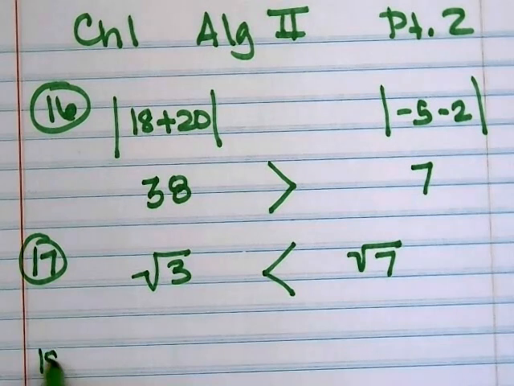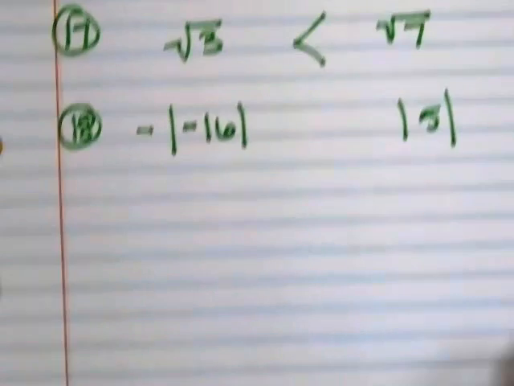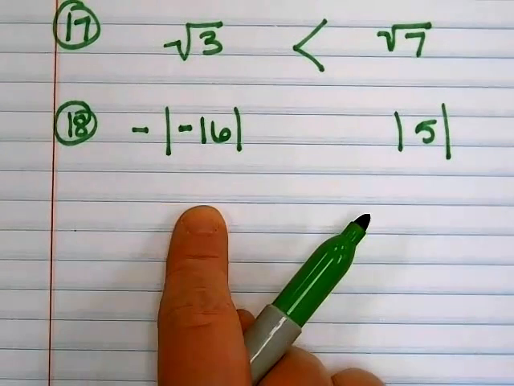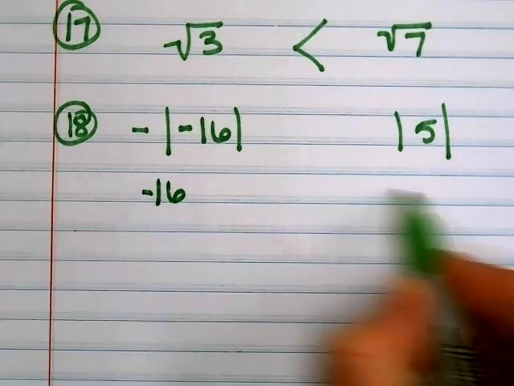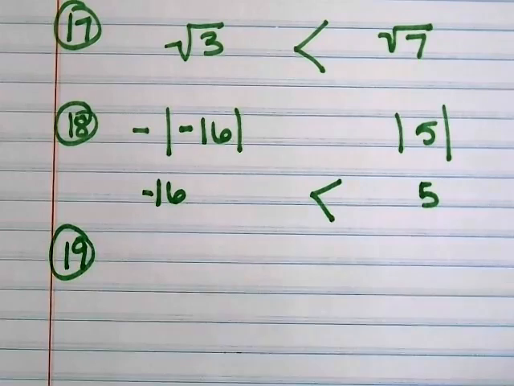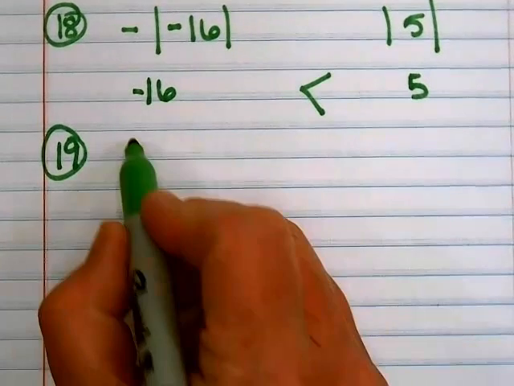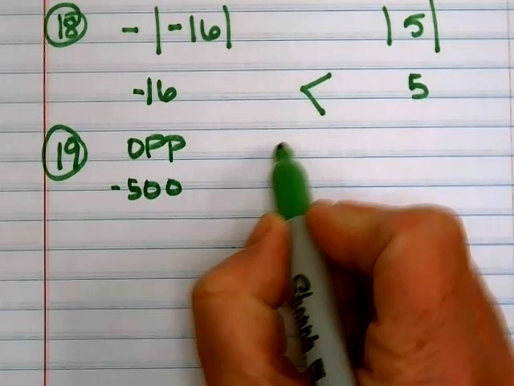18, negative absolute value of negative 16 and absolute value of 5. So this is 16, but then the negative that's on the outside causes it to be negative 16. This is 5, greater than. Find the opposite and reciprocal of 19. What is the opposite? And what is the reciprocal?